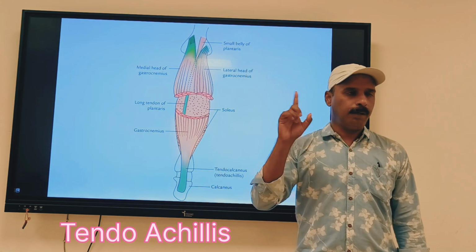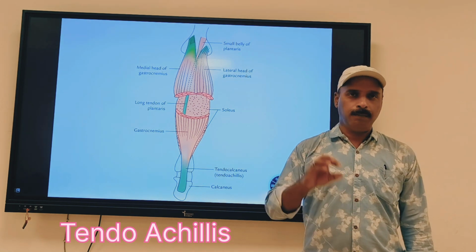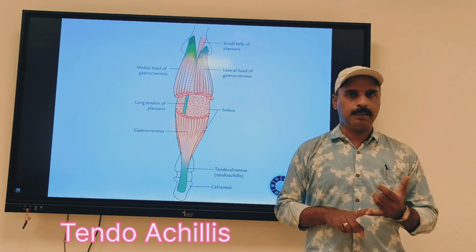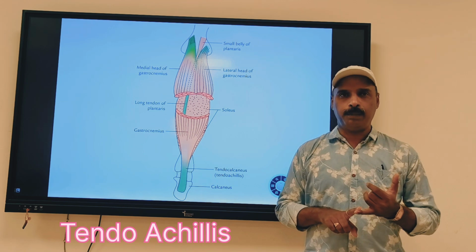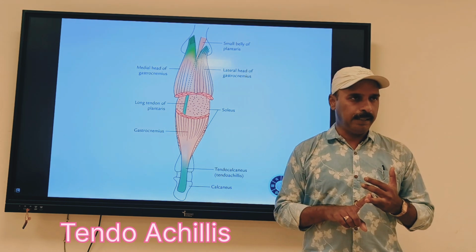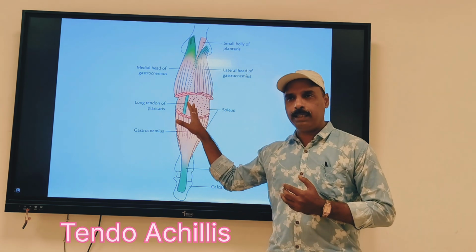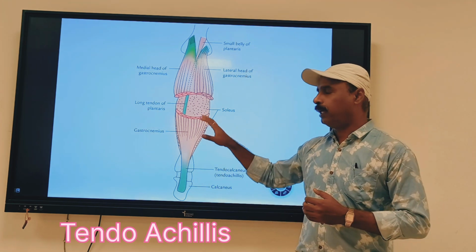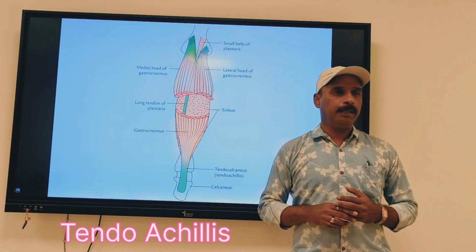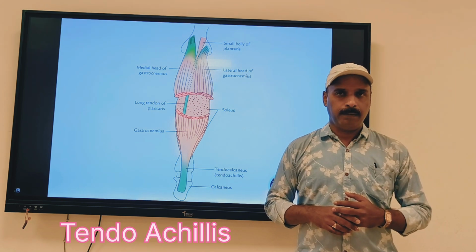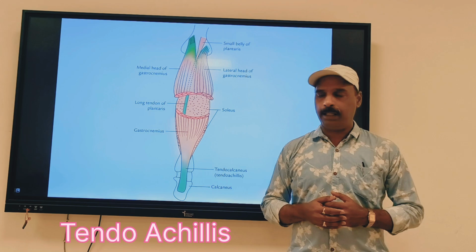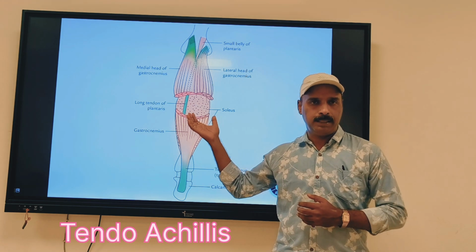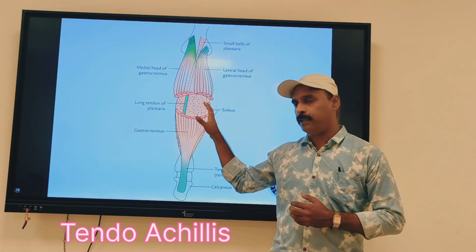Why is the Tendocalcaneus called the Tendo Achilles? You have to remember a few words. Tendocalcaneus is the strongest and thickest tendon of the body, 15 inches in length. Next you have to say this is called the Tendo Achilles. According to the Greek legend, Achilles was a great, irresistible, invincible warrior, the son of a sea goddess, and she wanted to protect her son.